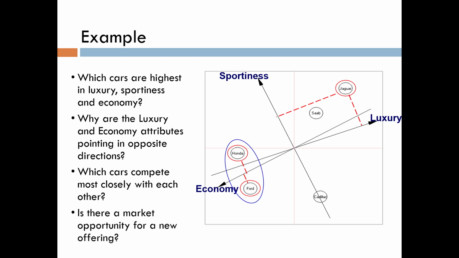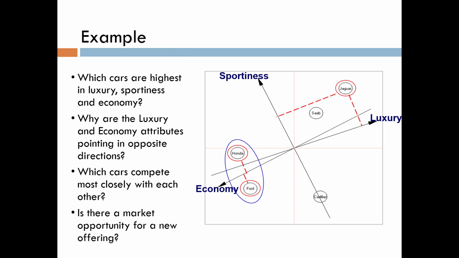Notice that Cadillac, located on the bottom, has no close competitors because no other brand is located close to it. The last question we might ask is, is there a market opportunity for a new product offering? Which is another way of saying, is there a gap in the market? To answer this, you have to look at the areas in the map where there are no competitors, where literally there is a gap or an empty space. We can see that on this map, there is an empty space in the top left quadrant, meaning that there is no car that is high in sportiness and high in economy.